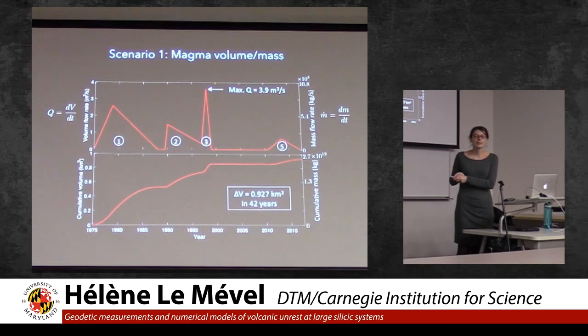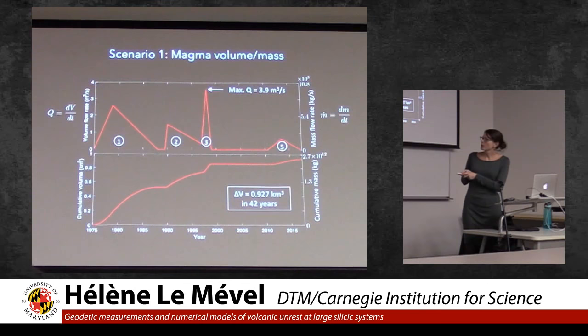The maximum Q was reached during the 97-98 episode of deformation. It was 3.9 cubic meters per second. The most important result is how much total volume of magma was needed. If we integrate Q over time, we find that a cumulative volume of 0.9 cubic kilometers of magma was needed in 42 years to explain the surface deformation.